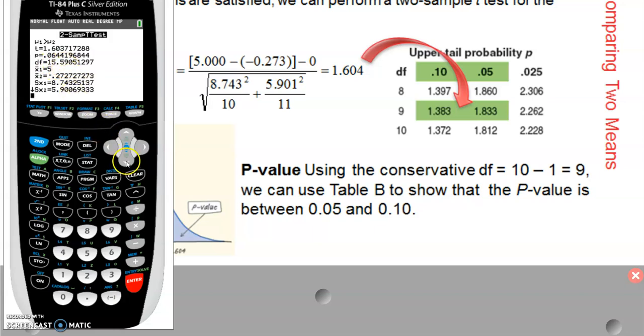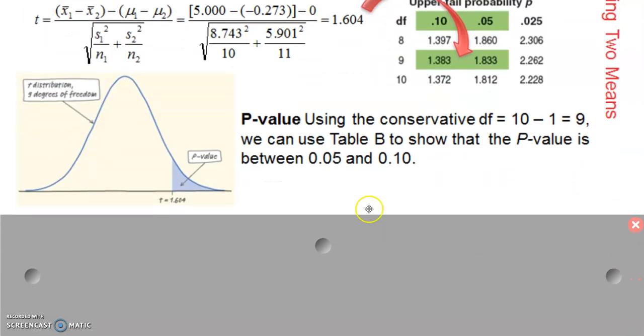And there are some other pieces of information. There's the test statistic, p-value, degrees of freedom, and then here are the means and the standard deviations as well, and the sample sizes below that. So that's how you can use a calculator to get a p-value.